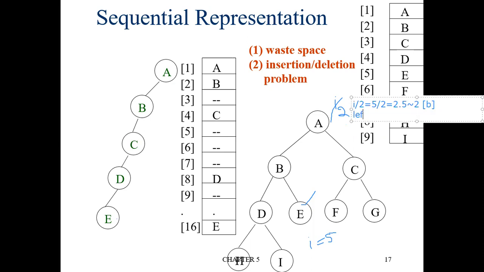If we consider the left child, it is at position 2I. So 2 into 5 is 10. At position 10 you would have the left child. For E, there is no left child.